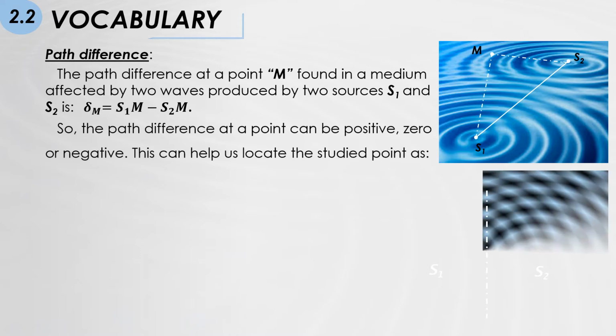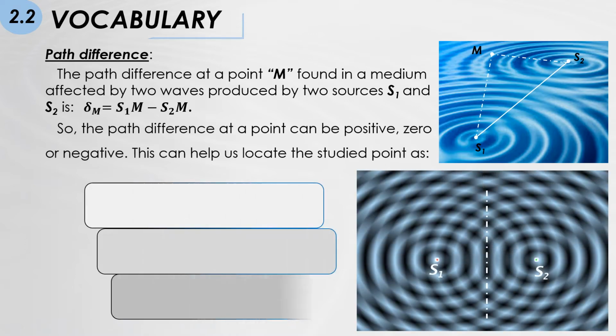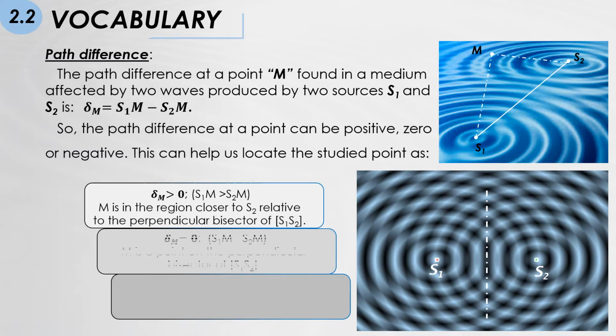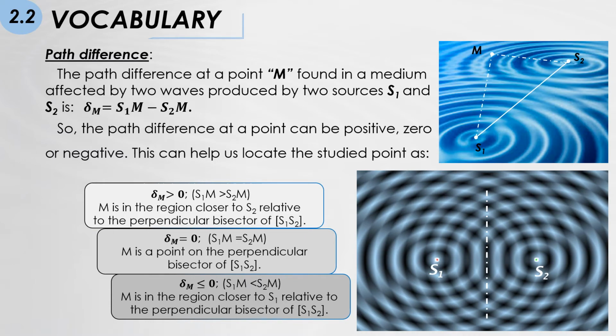Okay? The path difference can either be positive, 0, or negative. It all depends on S1M and S2M. For example, if S1M is greater than S2M, then delta is going to be positive. The importance of this fact is that since S1M is greater, that means that the point we are studying is away from S1 and towards S2. I'm going to color it with yellow with respect to the perpendicular bisector.